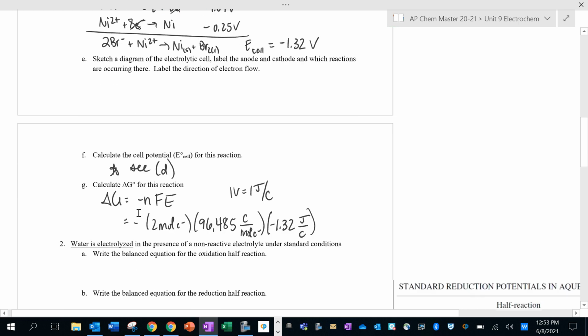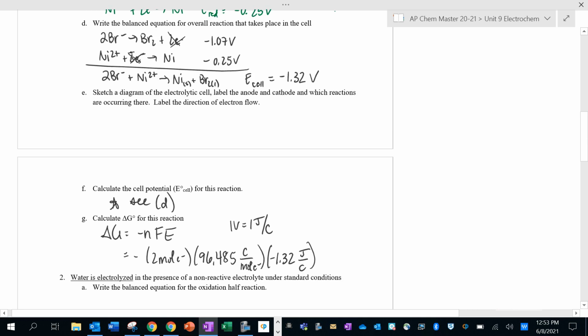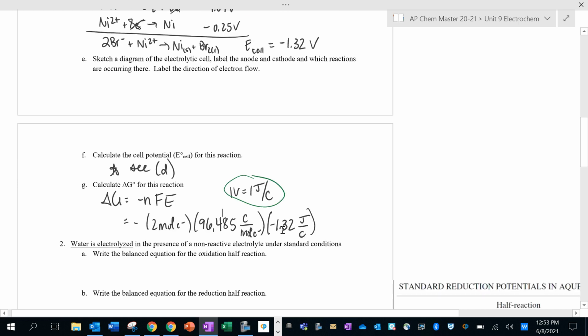by plugging it into this equation. So delta G equals negative nFE. n is the number of moles of electrons that are transferred, so in this case, it's 2 moles of electrons. F is Faraday's constant, which you find on your equation sheet. And then your voltage, we figured out earlier in the problem. If you look on your equation sheet, it tells you a volt is a joule per coulomb, so that helps us figure out the units. So 1.32 volts is 1.32 joules per coulomb. Moles of electrons cancel out, coulombs cancel out, so your answer is going to be in joules.